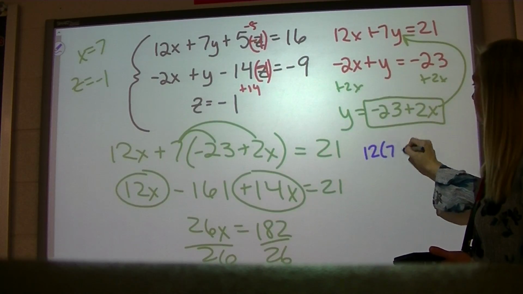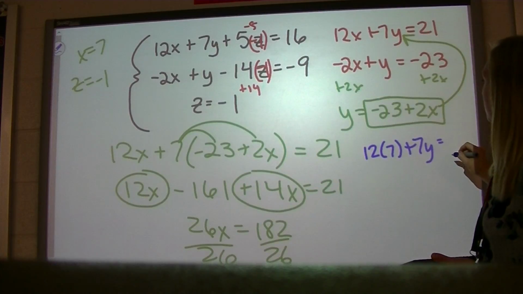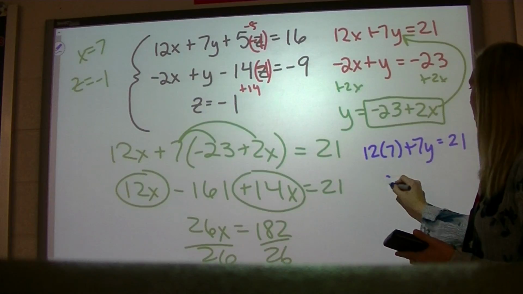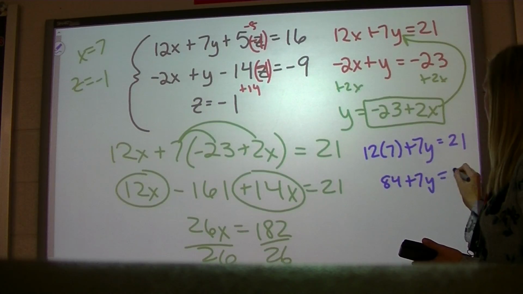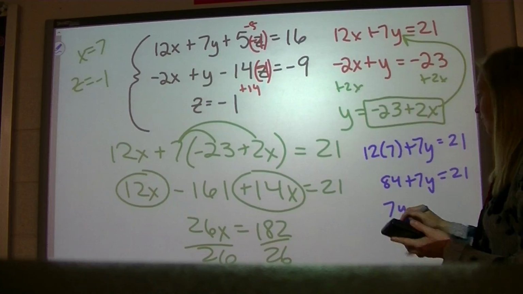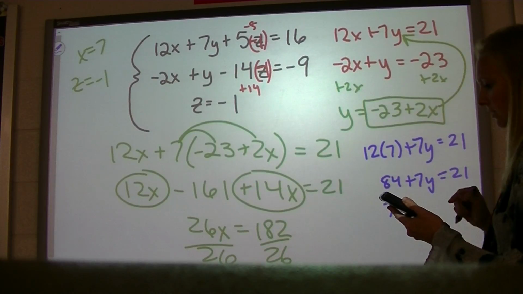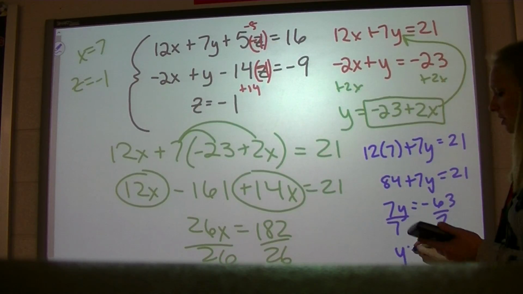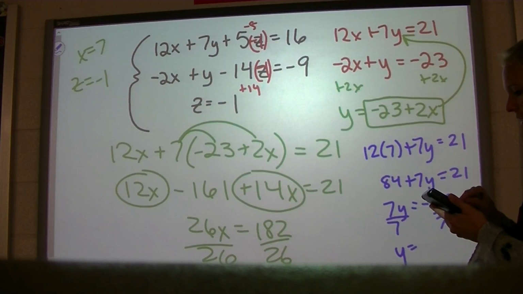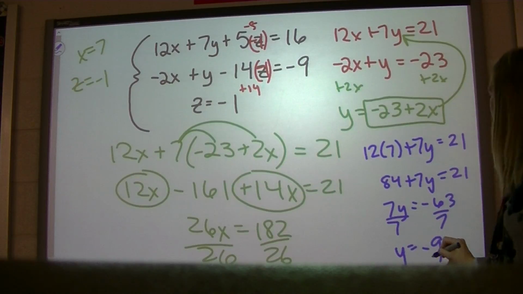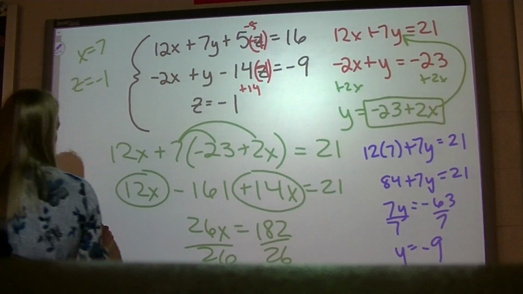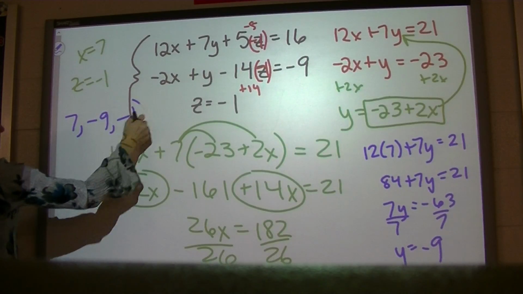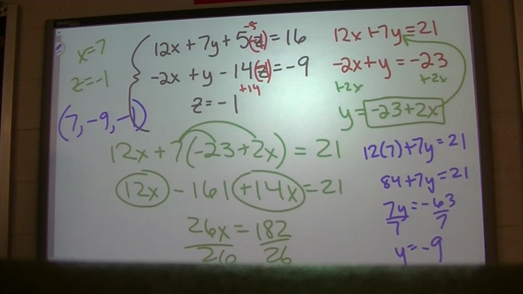So 12 times 7 plus 7y equals 21. Okay, 12 times 7 is 84. 84 plus 7y is 21. Subtract 84. 21 minus 84 is -63. Divide by 7. And we get -9. So our solution, how we would write this, would be (7, -9, -1). That's how you write your solutions here.